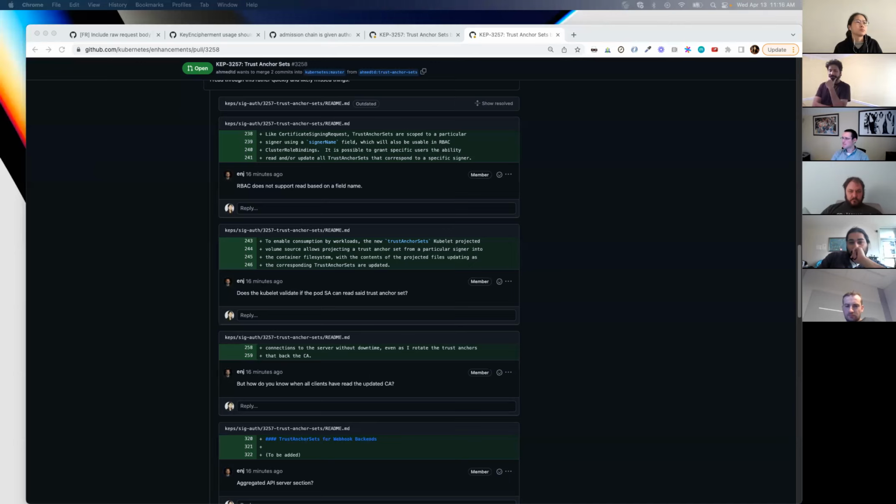Well, while we're talking about this, I can see my question on there, which is, does the kubelet validate if the pod service account is allowed to read the trust anchor sets it's asking for? Is that part of the check? Or can you just effectively use the kubelet's permission to read data that you technically can't read? I thought about this and I went back and forth on it. I think where I settled eventually was this just happens in terms of kubelet.